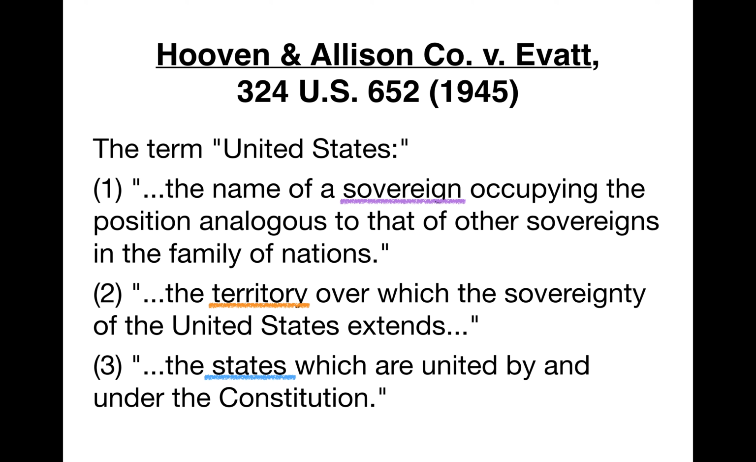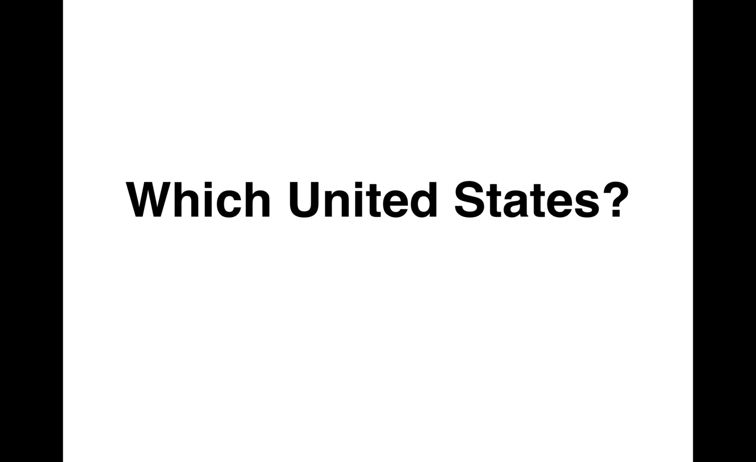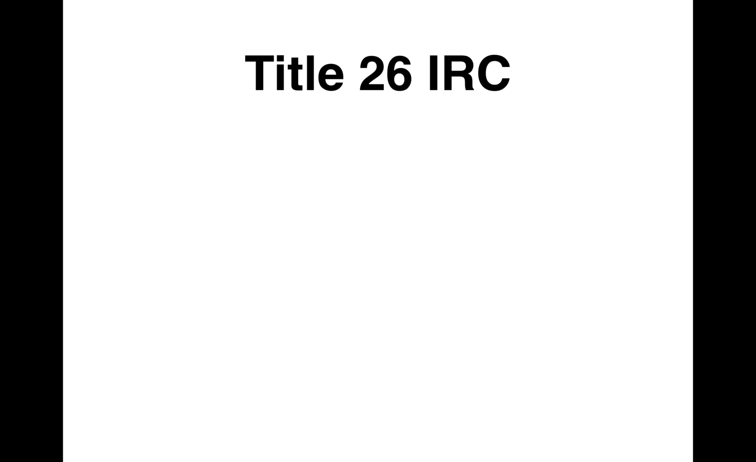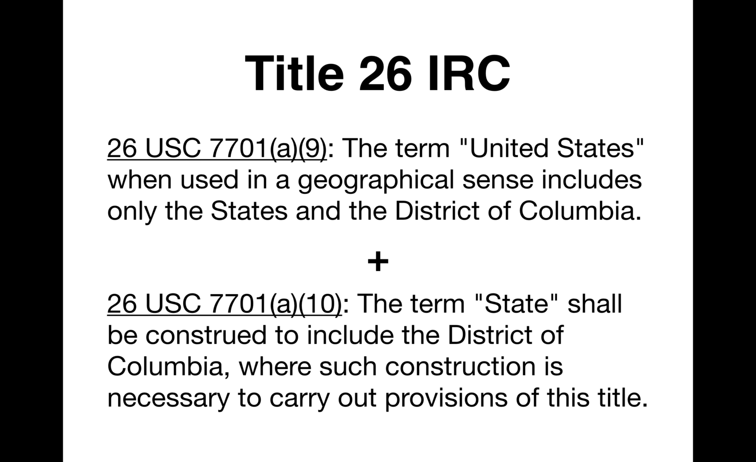It's very important you understand that there are three United States and how you use them properly in the legal context. Okay? So which United States does the IRC, the Internal Revenue Code, refer to? Well, let's take a look at Title 26, Internal Revenue Code 7701(a)(9). The term United States includes the states and the District of Columbia. And also, the next line over, the word state includes the District of Columbia.